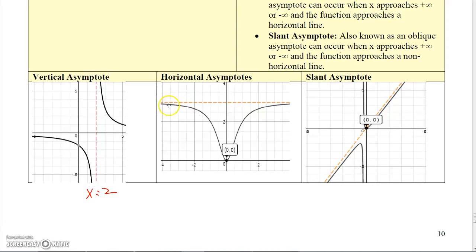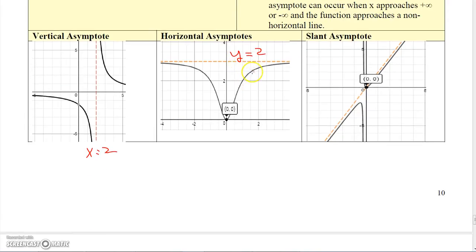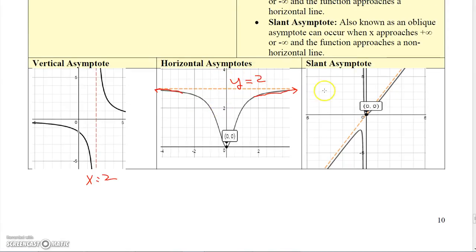In the second one, you'll see I've got this horizontal dashed line drawn. Well, that's y equals 2. So notice that a horizontal asymptote can occur as x approaches plus or minus infinity, and the function approaches a horizontal line. Notice as x gets large, this function gets closer and closer to the horizontal line, and also as x gets very, very small, it approaches that same horizontal line. So that's a horizontal asymptote.